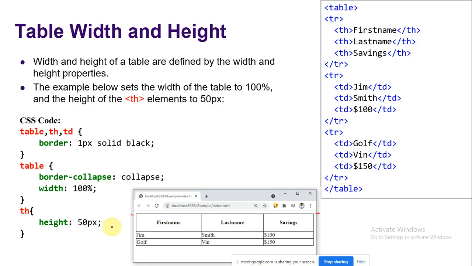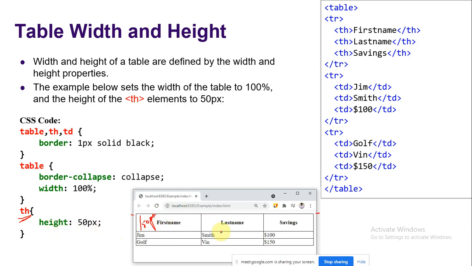For example, if you want to increase the height of the row, you can use the th tag. Here we are applying th height of 50 pixels. So the 50 pixel is given here. Here you can see the 50 pixel, right? So this is actually only applied to the th.